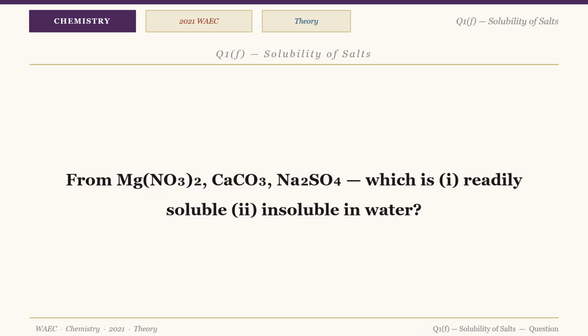Now we'll move on. From MgNO3, and then CaCO3 and then Na2SO4, which is A, readily soluble, and B, insoluble in water. So this is referred to as magnesium nitrate, and this is calcium carbonate, and then this is sodium sulfate, or you can call it sodium tetraoxosulfate(VI). So now we'll find out which one is soluble and insoluble.